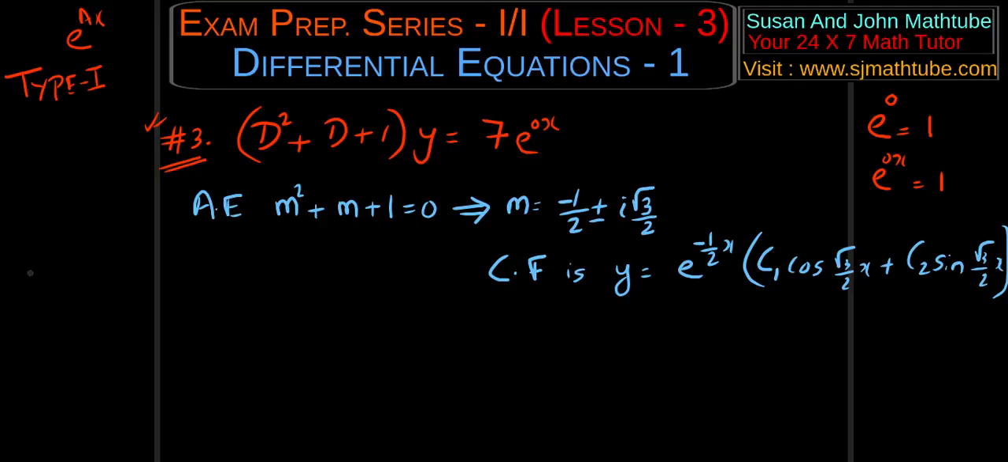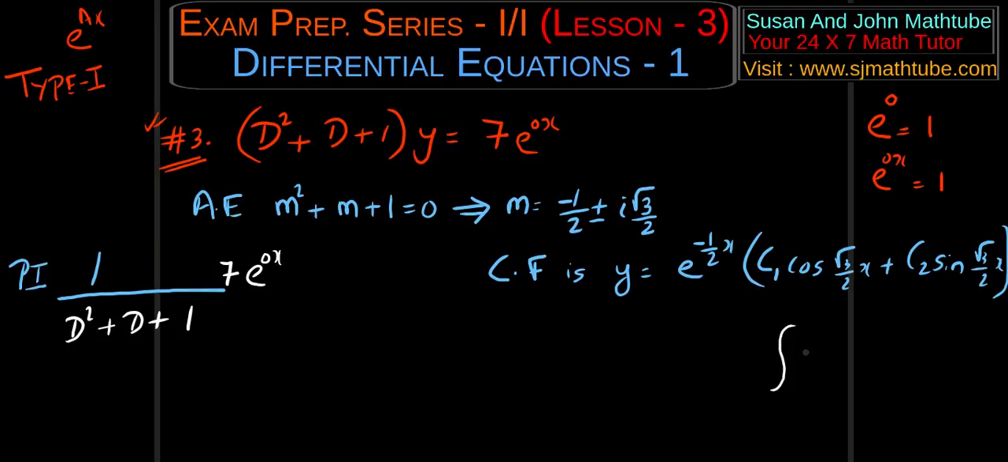Now the second part, PI. What is PI? Particular integral. 1 by the operator of 7 e to the power 0x. I told you this is something like integration. In integration, when you get a constant into a function, what will you do? Yeah, you're going to throw this 7 outside the integral. So that is exactly what I'm going to do.